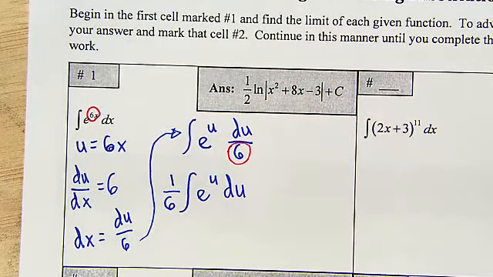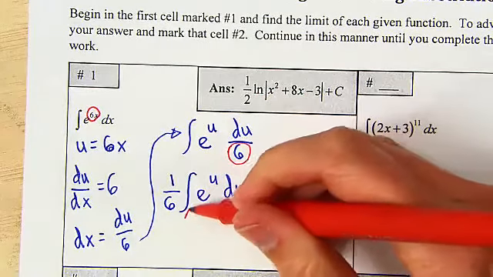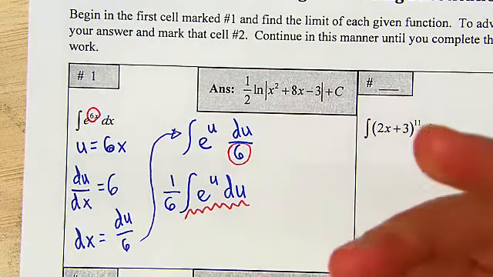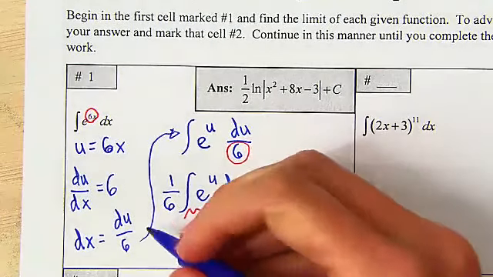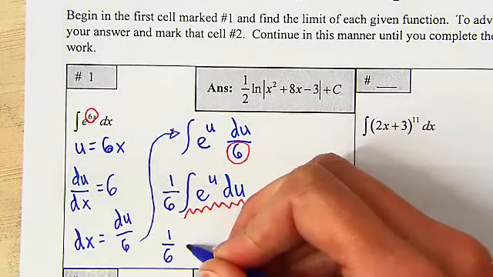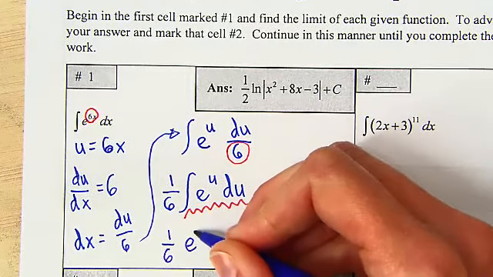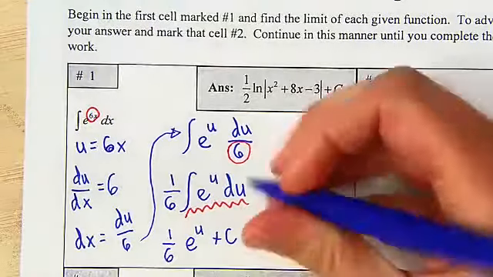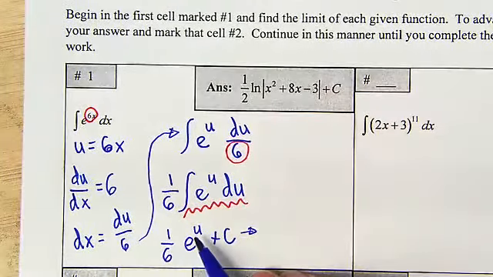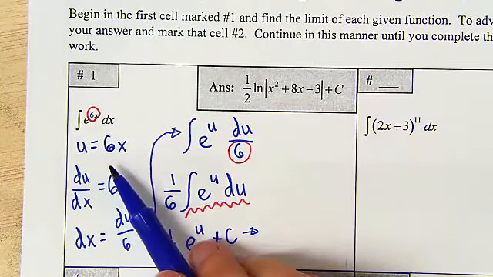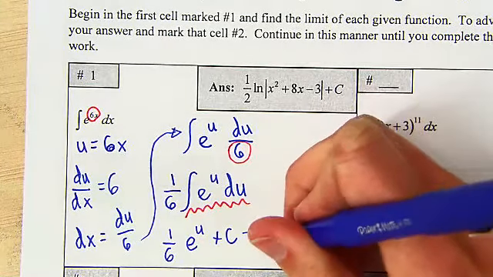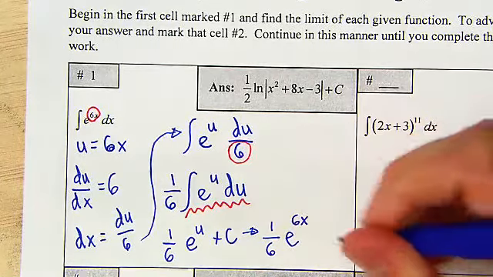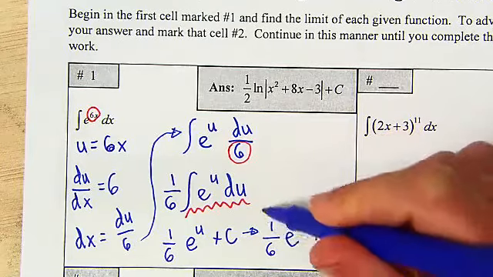There is an integration rule that says the integral of e to the u du is just e to the u plus c. So I still have my 1 over 6 there, and now I can take that integral, so that would be e to the u plus c. Then for my final answer, all I need to do is replace that u with what we had our u to be. So that becomes 1 over 6 e to the 6x plus c, and that is my answer.